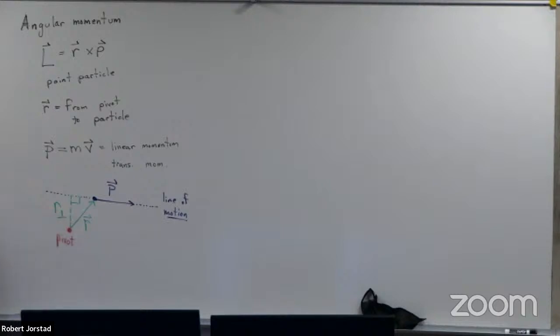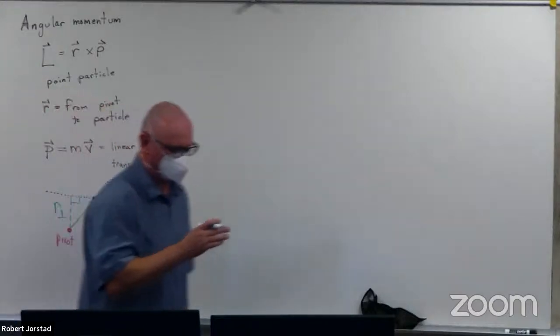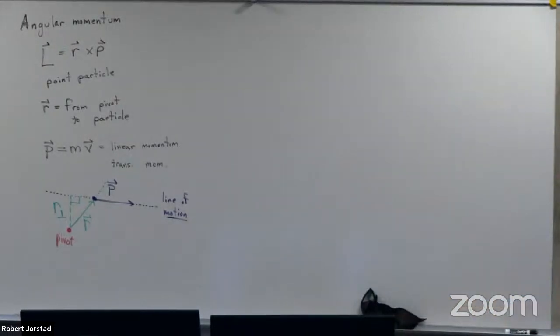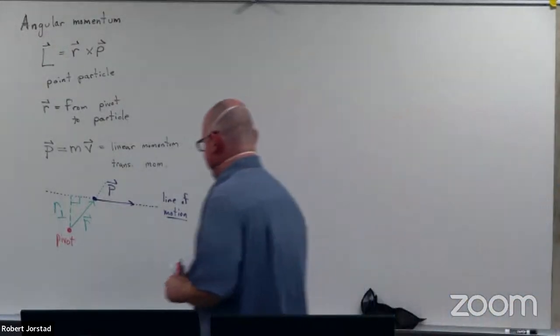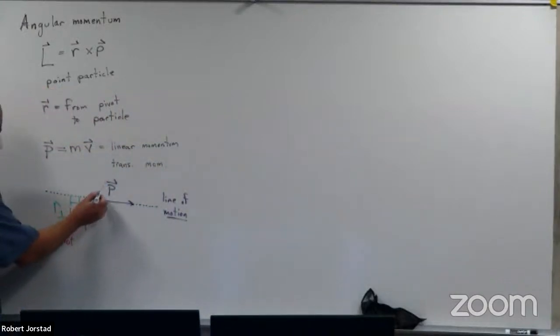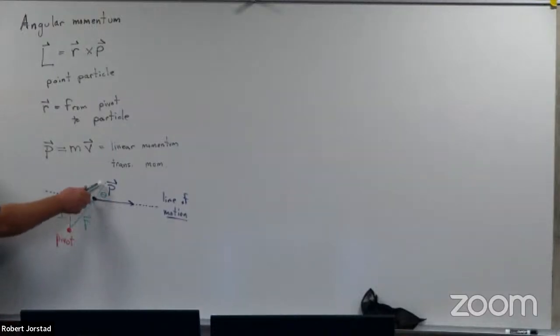Now, usually there's some angle involved here. Notice this angle right here. Let's say this angle is the angle between the r vector and the line of motion. Do you agree this is also that angle theta right there? And that'll get the job done.